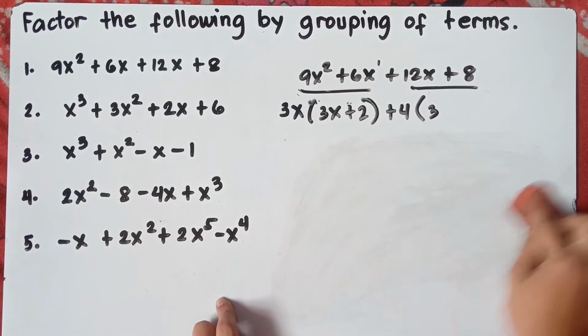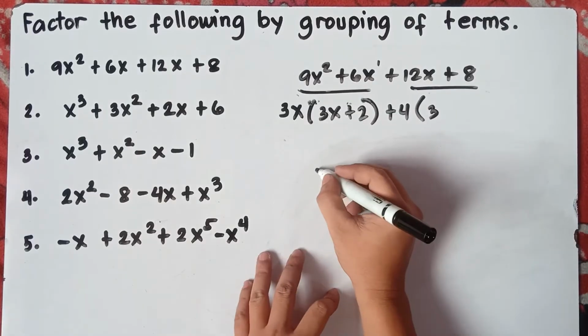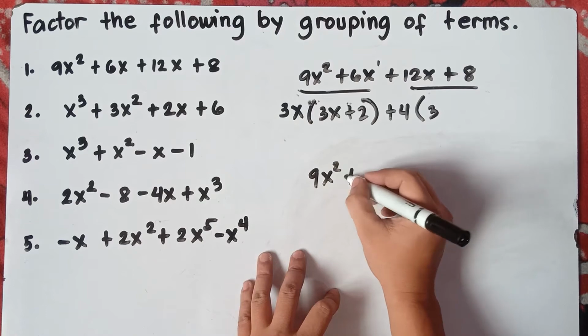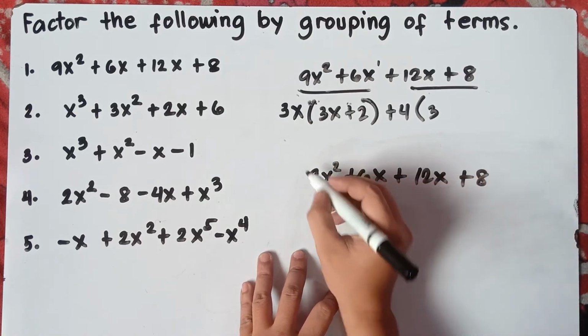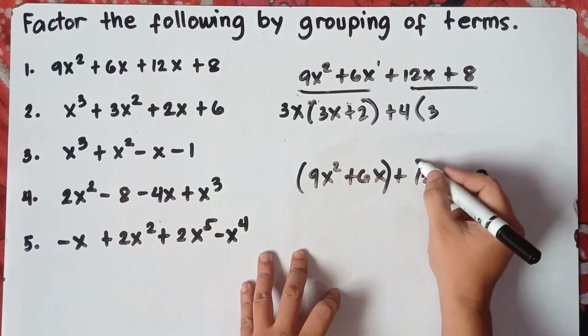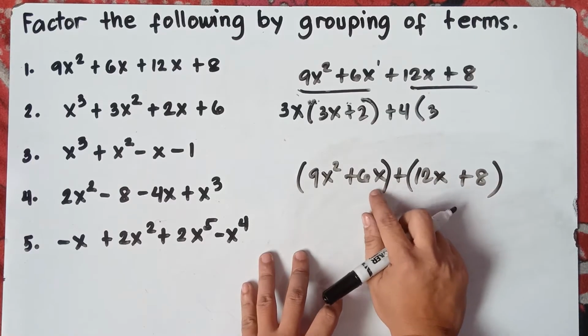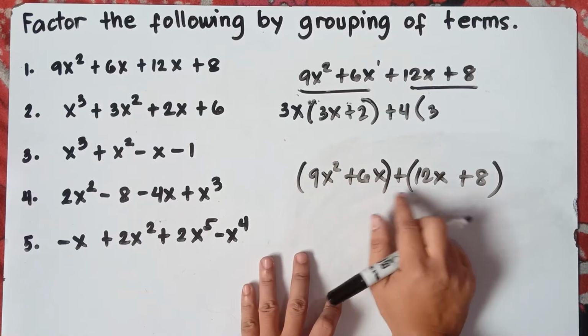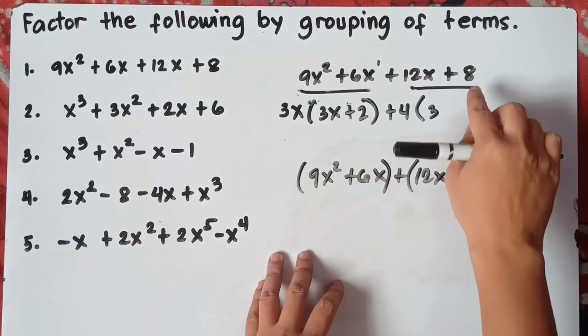There are some cases, class, that your teacher will factor this out by putting parentheses. Example, 9x squared plus 6x plus 12x plus 8. Then you will put parentheses. You group this one. Do not include the sign between the second term and third term. So there are some cases that your teacher will do it this way. That's okay, but you can also do it this way.